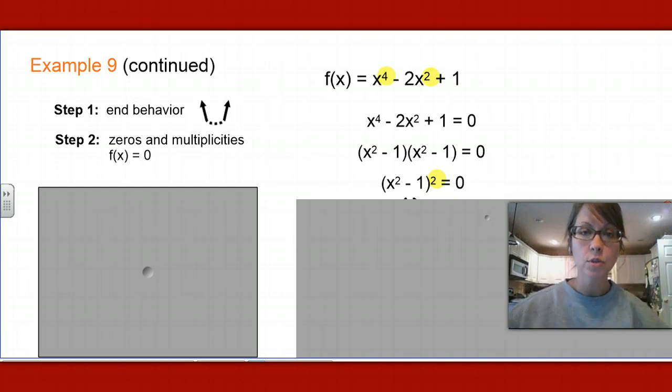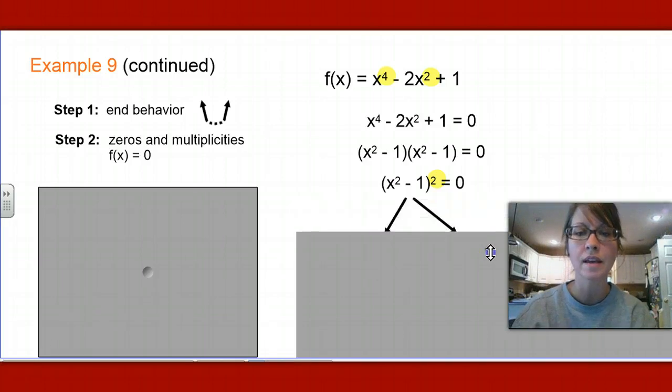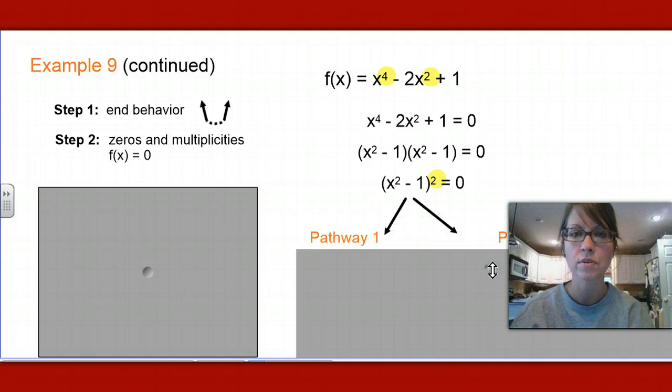Anything with an even multiplicity, like 2, the graph will touch at that x-intercept, and then it will turn back up. Okay, so the x-intercepts we get, I'm expecting to see touching and turning, not cutting or crossing through the x-axis at these points. There are actually 2 different pathways to get to our zeros, and I want to show them both to you. I don't care which one you do. Both of them are correct, but you have to make sure that you're accurate in whichever path you choose, okay?